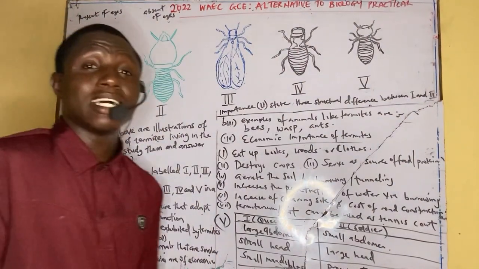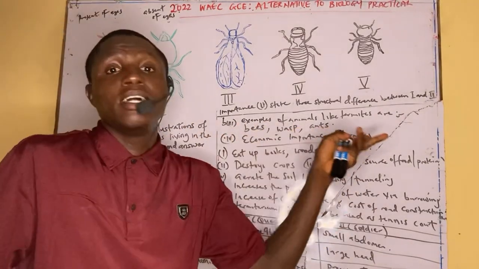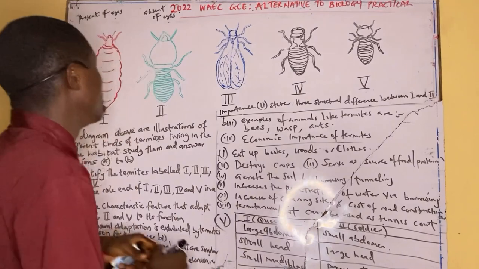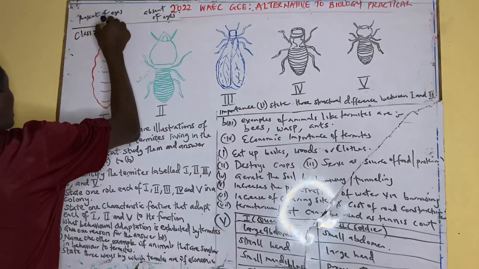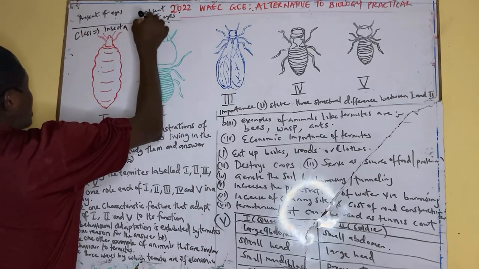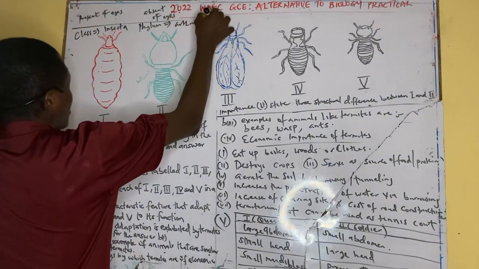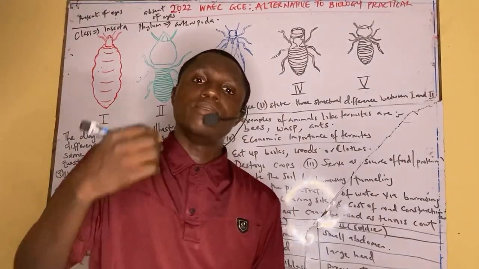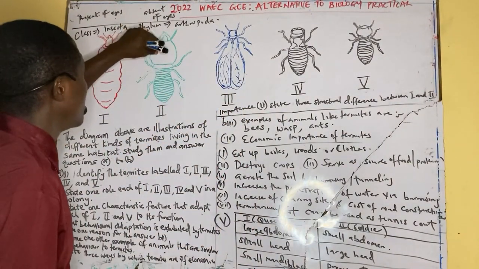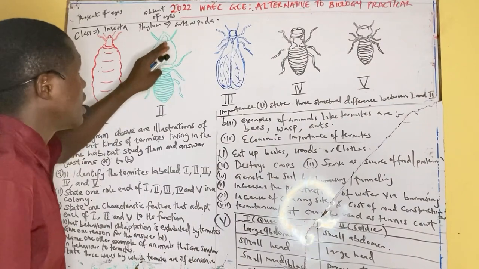Another thing that I might ask you is what class does this insect belong to? They belong to the class Insecta, and the phylum is Arthropoda. And you might ask, why is it an insect? Because they have three body parts: the head, the thorax, and the abdomen. So that's why they are insects.